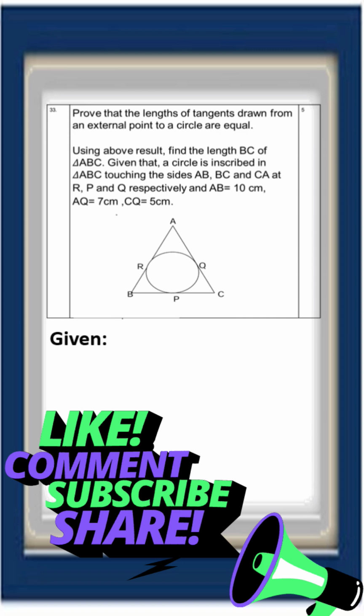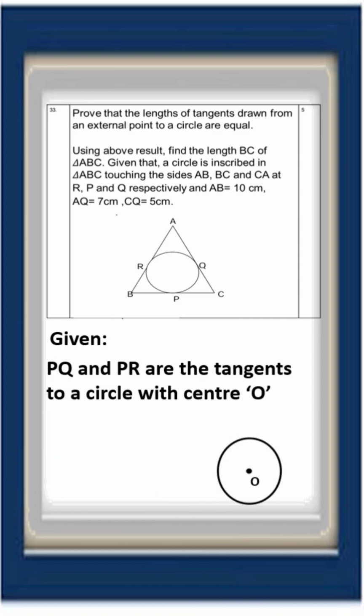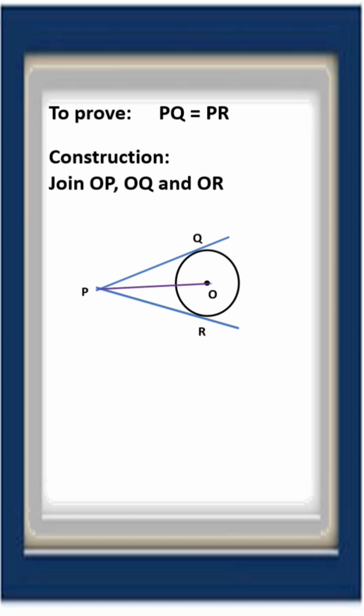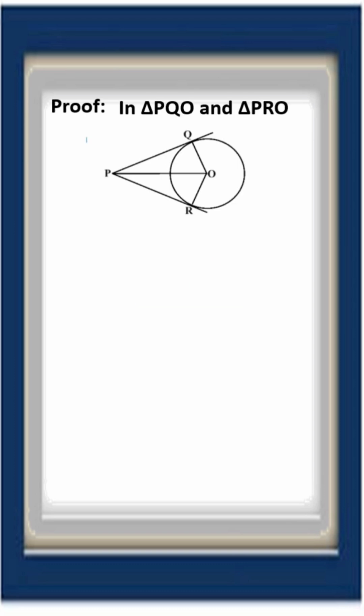What has been given here? A circle with center O, PQ and PR are the tangents. To prove: PQ is equal to PR, this length is equal to this length, means tangents drawn from external points are equal. Construction: join OP, OQ and OR. Proof: now we have two triangles. What are they? Triangle PQO, this one, and triangle PRO.